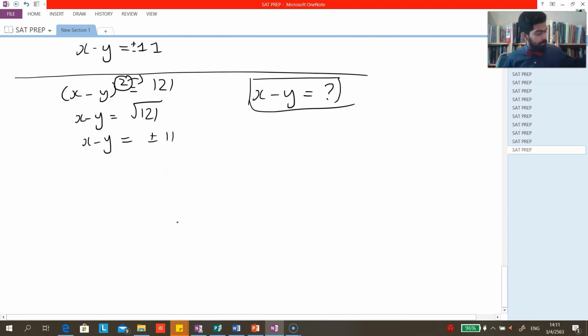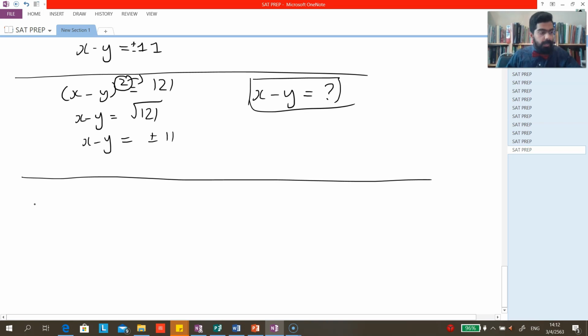Now let me go to the next one. Let us go a little bit into linear equations in one variable. Let's say I have 7 plus 8 over x is equal to 5, and we've got to find the value of x.